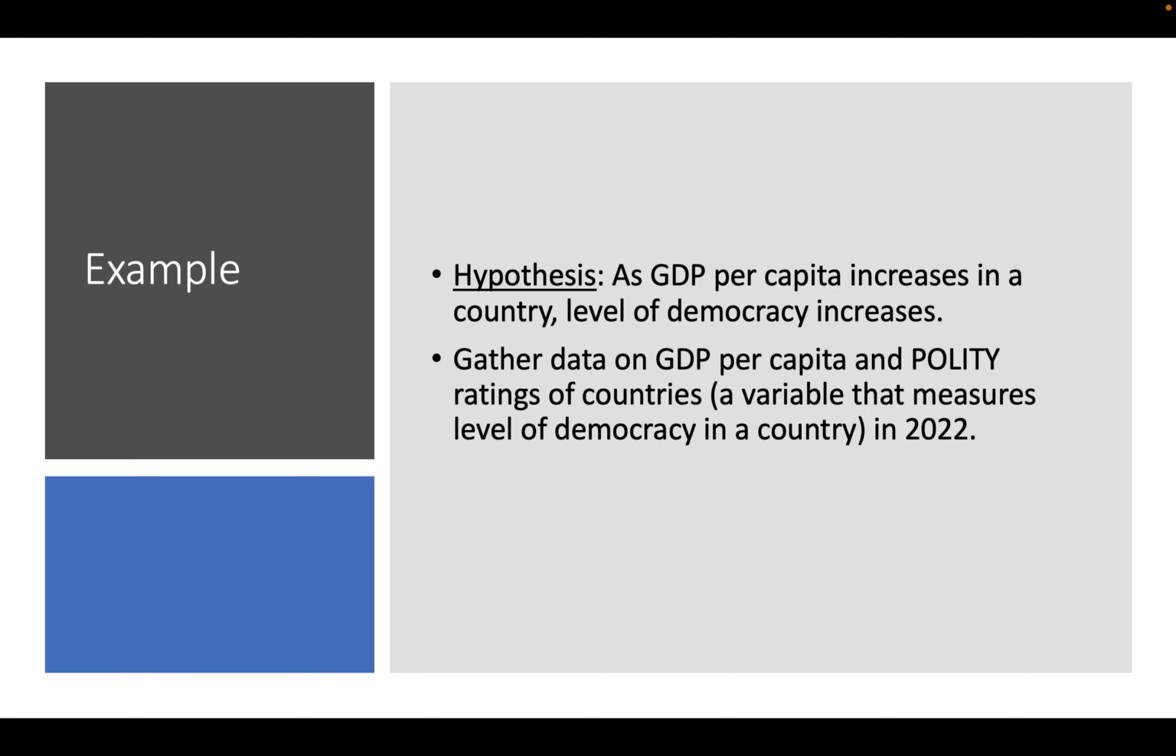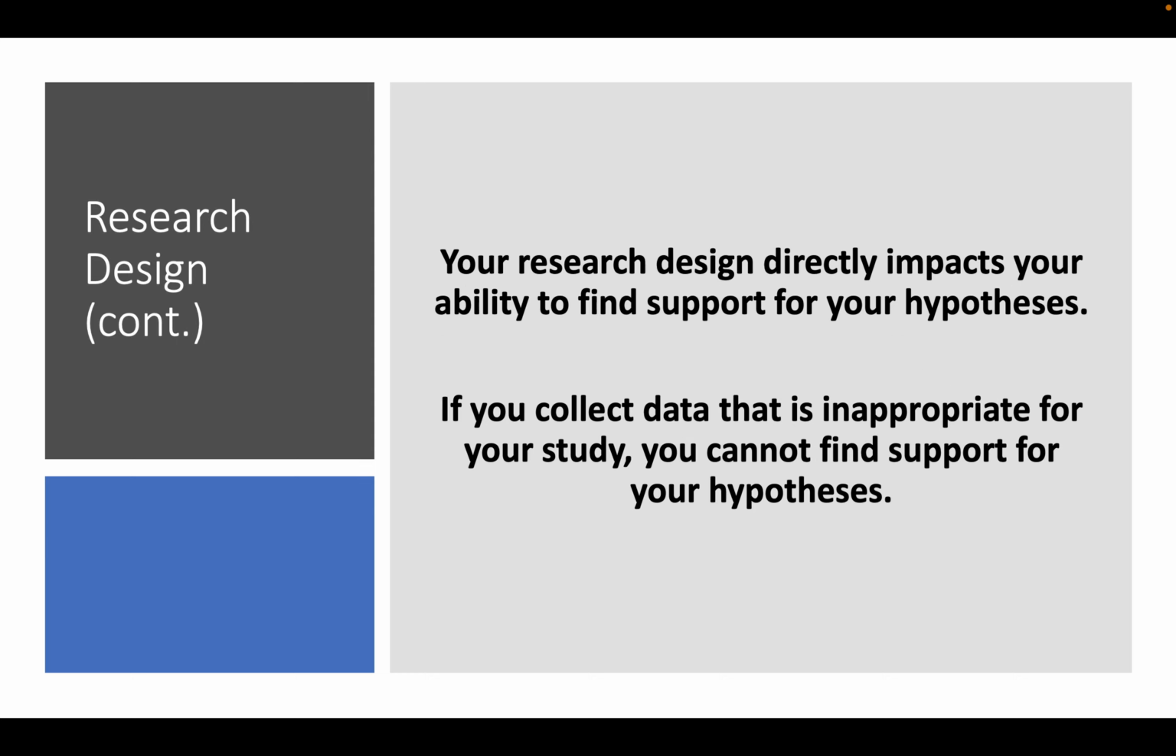This particular data set, this Polity data set, stretches all the way back to 1800. So if a country was in existence, was sovereign in 1800, it has a democracy score from that time period. But we're interested in 2022. So we're gathering data on GDP per capita and Polity ratings of countries in the year 2022.